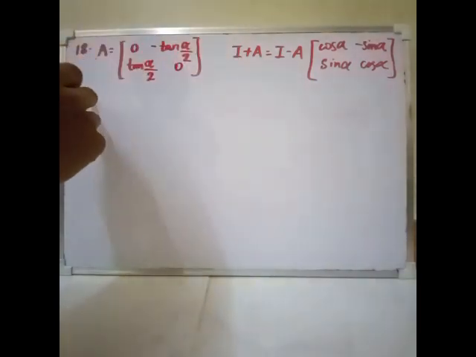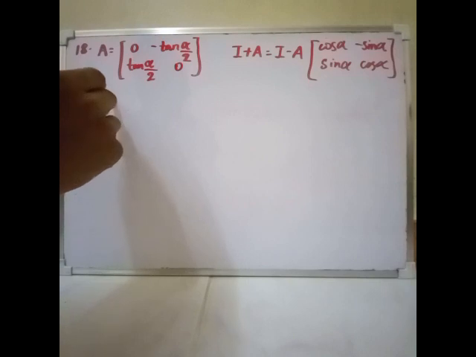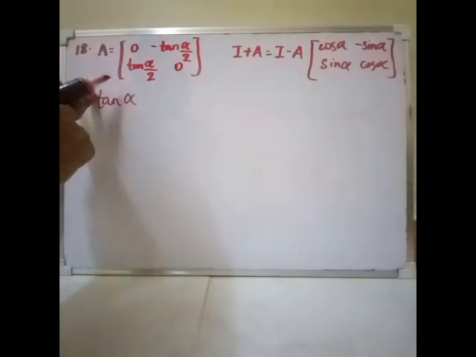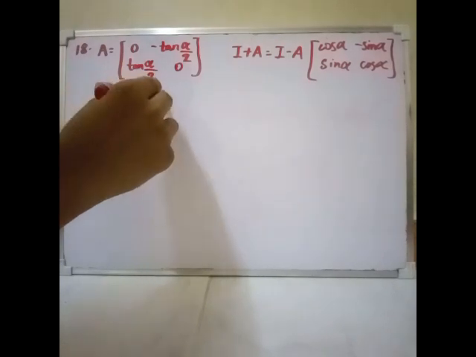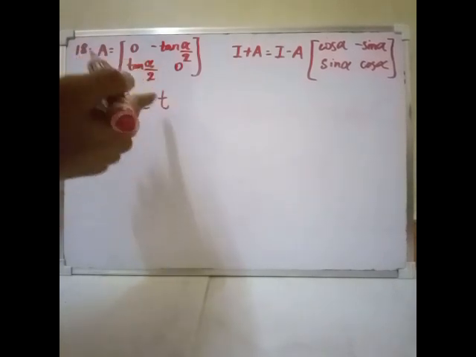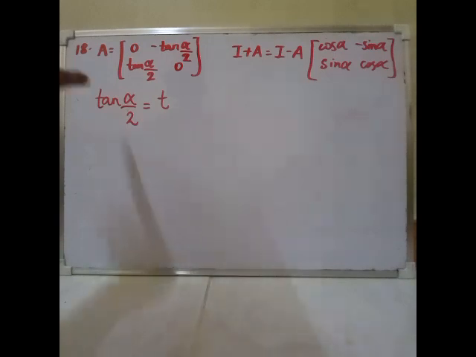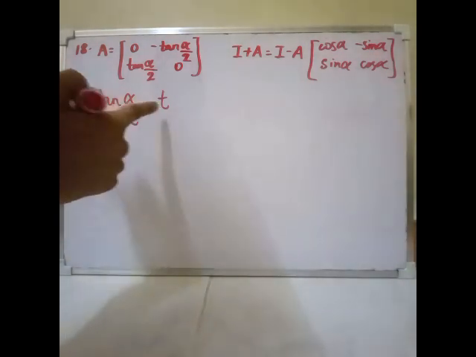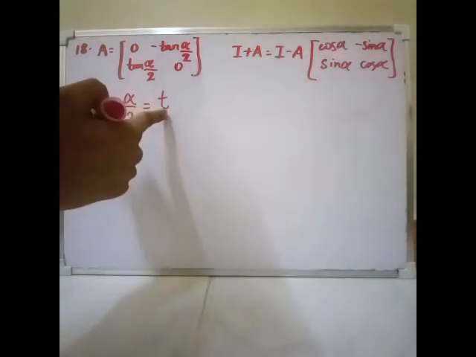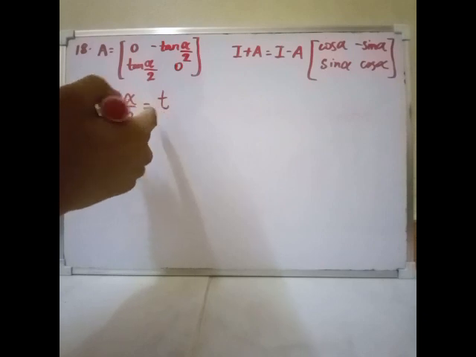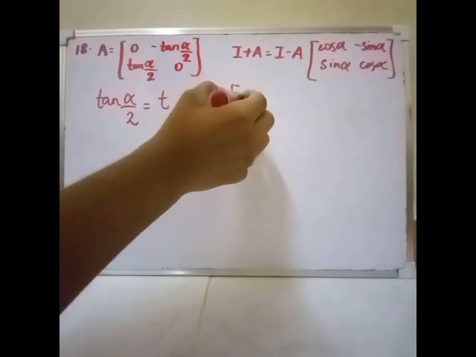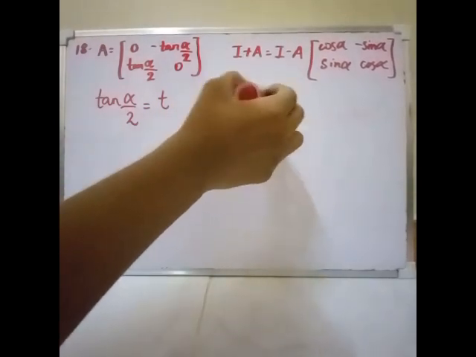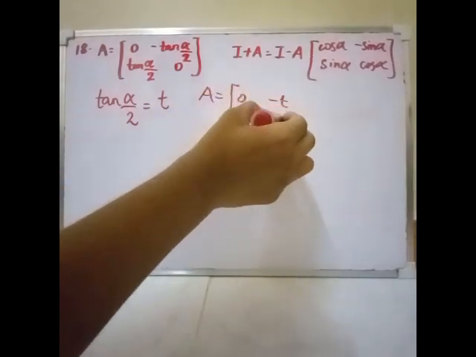So in order to make our writings easier, instead of tan phi by 2, we can put it as the constant t, because it will make us write more. We have to write a lot of tan phi by 2, so instead of that, let's make it simpler and put it as t. So A can be written as 0 minus t, t and 0, right?